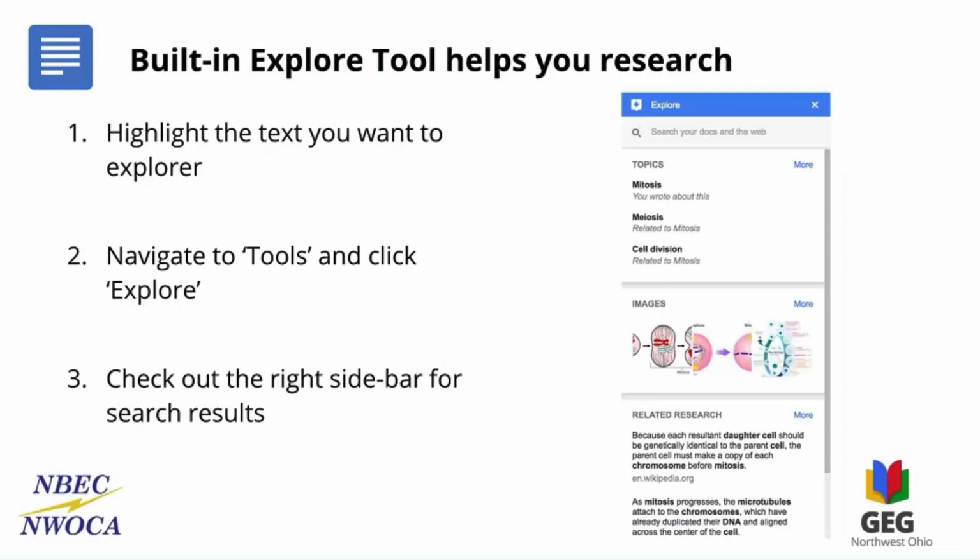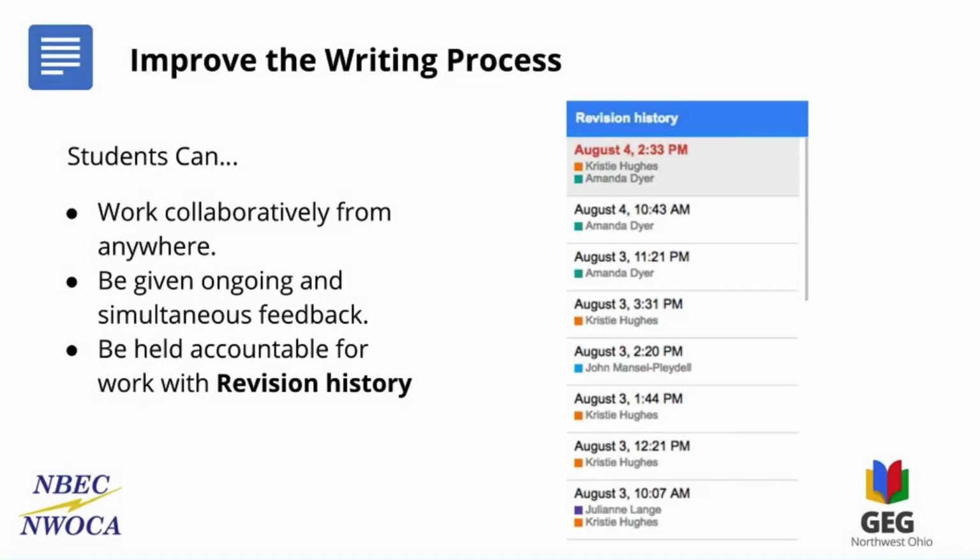We also have the Explore tool. This used to be called the Research tool, and they changed it to the Explore tool. And the nice part about it is you can be typing within a document, and you can go ahead and see just different things that are related to the topic you're doing. So, for example, if I was doing cell biology, I could do a search on mitosis and meiosis and get all sorts of images and related research and things like that. And to do that, you get to the Tools menu and click Explore.